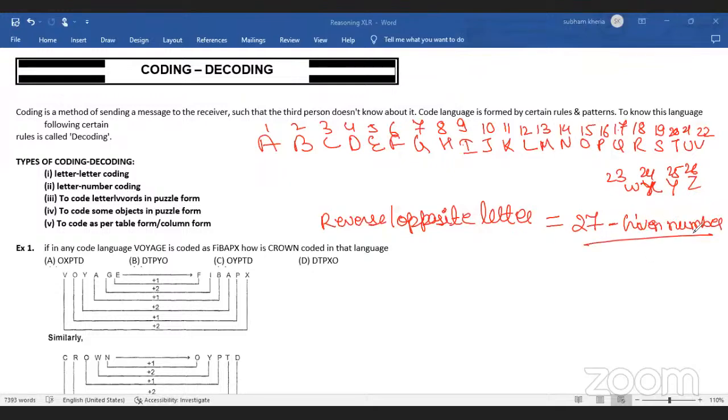For example, if you need to find the reverse code for H, that is which letter will be opposite to H, the code for H is 8. What you'll do? You'll do 27 minus 8. That is 19. What is 19? 19 is S. So the reverse for letter H is S, and the reverse for letter S is H.